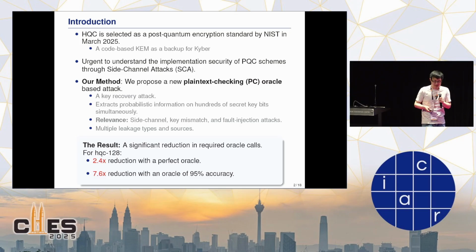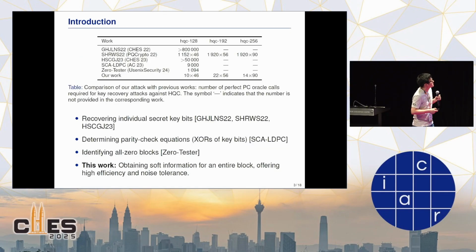We actually obtained a significant reduction in the required Oracle calls. For instance, for HQC 128, we achieve a 2.44 fold reduction with a perfect Oracle, and we achieve a 7.6 fold reduction if the Oracle is inaccurate, with 95% accuracy, which is a more practical case. So let's put our research into the general context.